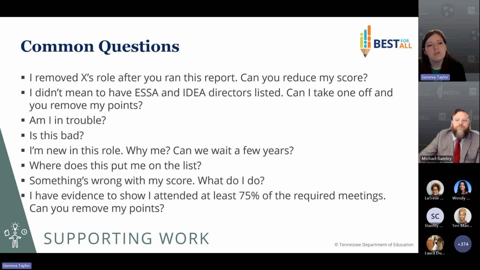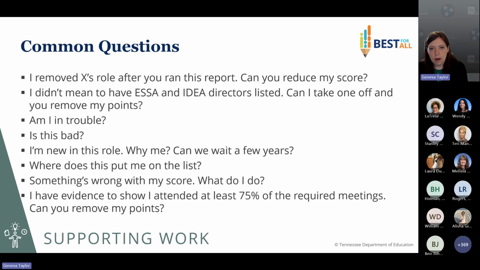Our common questions include, well, I removed so-and-so's role after you ran this report. Can you reduce my score? No. We run this on a specific date and time. It freezes in time, and whoever is there is who is reported on.